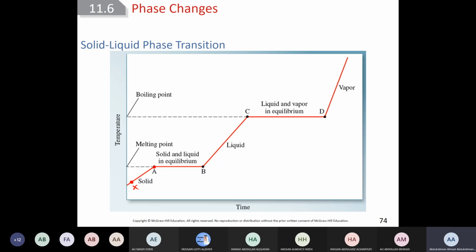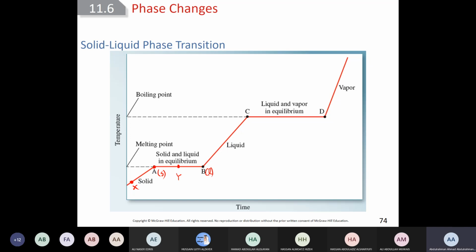When you reach A, what's the phase of A? Solid only. A is solid. All right. Then what will happen after that? It will start changing to liquid without changing the temperature. And so until you reach B, what's B? Liquid. If I have a point here, which is Y, what's the phase of Y? Solid and liquid.